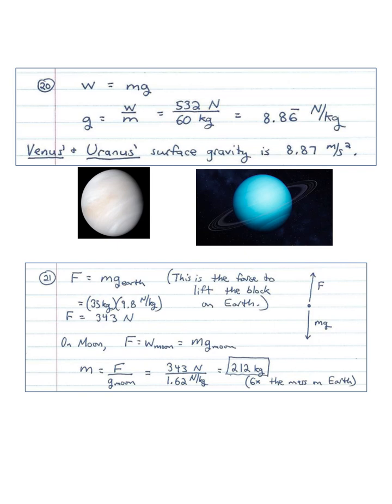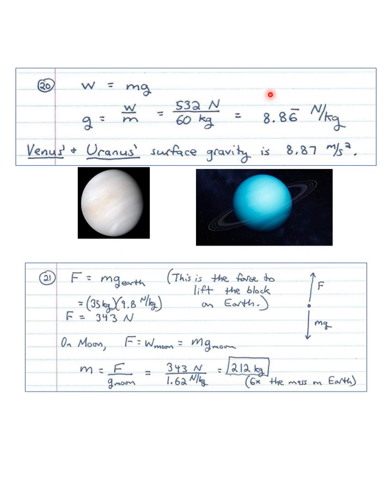So we get that weight is mass times g. And we want to find the g, the acceleration due to gravity on different planets. On Earth, we know it's 9.80 newtons per kilogram, but we're on different planets here. So your weight divided by your mass, 532 newtons over 60 kilograms, and we get 8.87 newtons per kilogram.